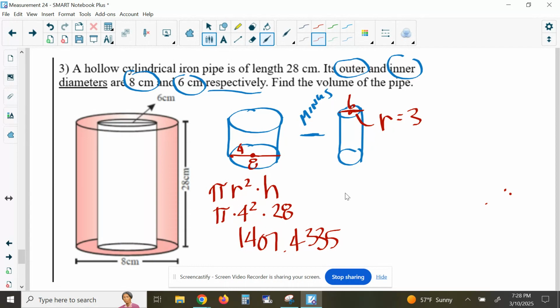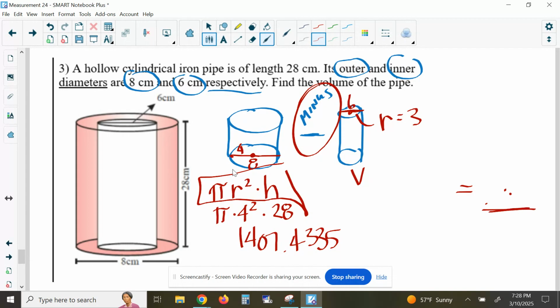Okay, so for this one, you're going to have to go ahead and find the volume of this guy using this formula right here. And then we said we're going to subtract them. So do the big one, take away the little one, and then you're going to be able to get the volume of just the pipe without the inside in there. Okay, let me show you the other one. Go ahead, finish that problem.